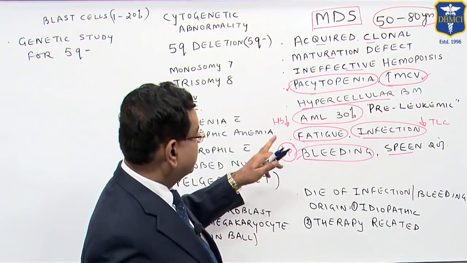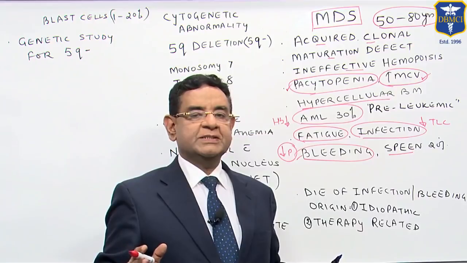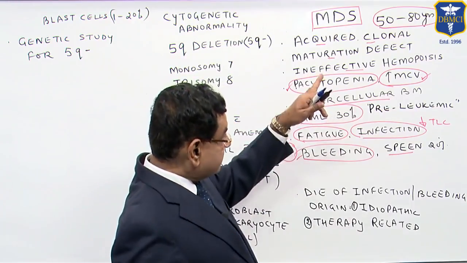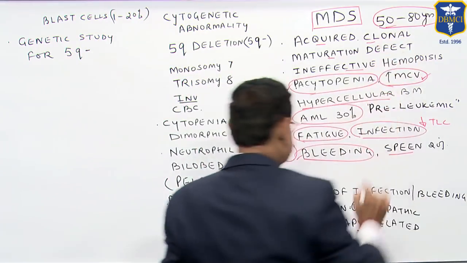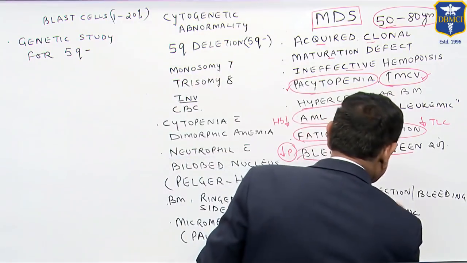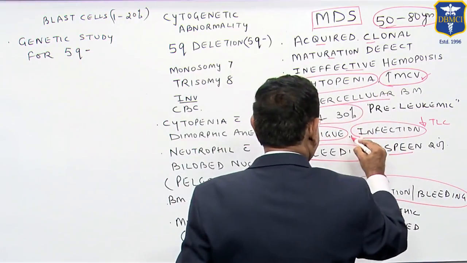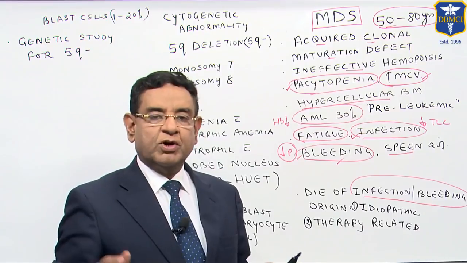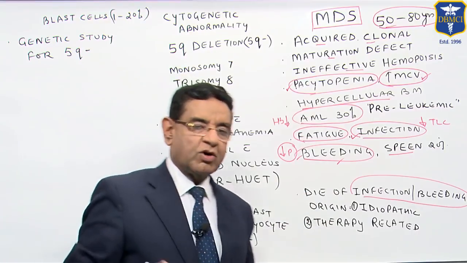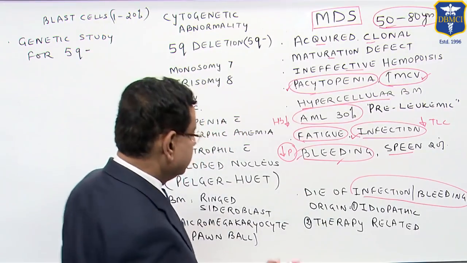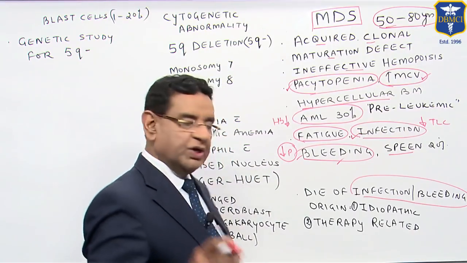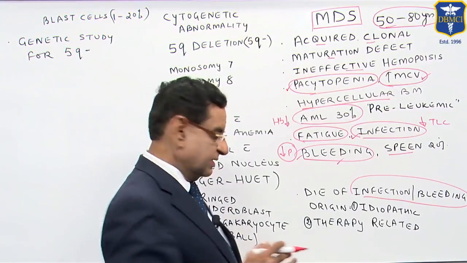As I told you, in 30% cases, patient can go into acute myeloid leukemia. But as the disease involves the elderly person, most of the patients die of infection and bleeding, because bone marrow is already worn out. So infection and bleeding are the common cause of death in these patients, but in some other cases AML can occur.